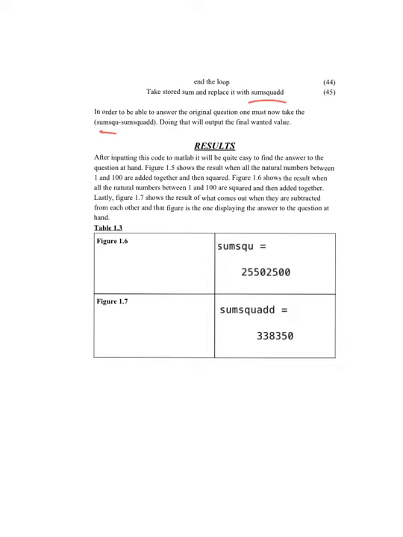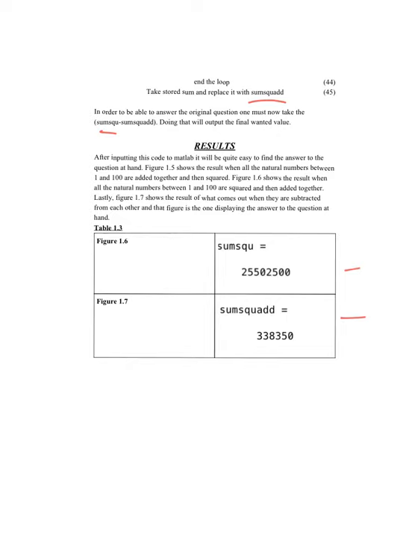In this question specifically for Euler, they are asking us to figure out the difference between the natural numbers between 1 and 100 added together and then squared, and the natural numbers between 1 and 100 each being squared before adding. When we do that, we get the values you see here in table 1.3. Figure 1.6 represents what we get when we add all the natural numbers between 1 and 100 together and then square them.